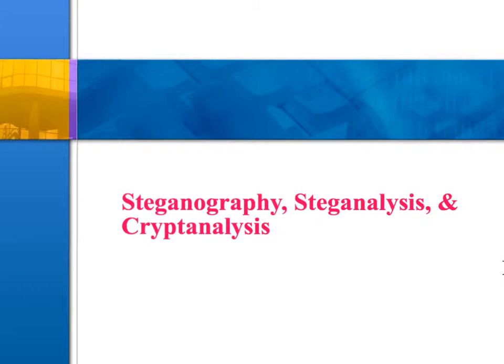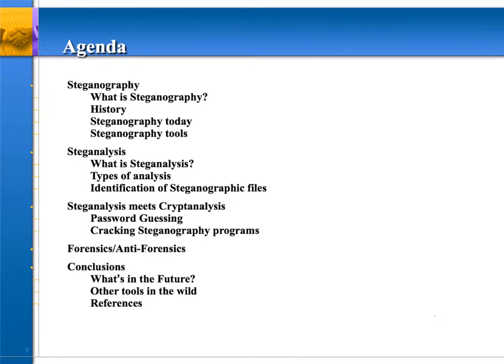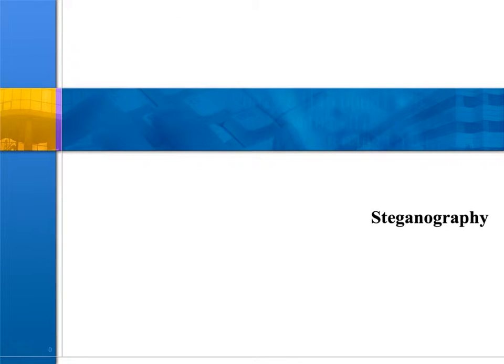Okay, steganography, steganalysis, and cryptanalysis. We're going to talk about what steganography is, some history behind it, and tools that are out today. Then steganalysis, types of analysis. We'll also go over some ways to detect steganography on files. There are tools that help detect steganography being applied to different files. And then we'll look at some other tools and references before we get to the lab.